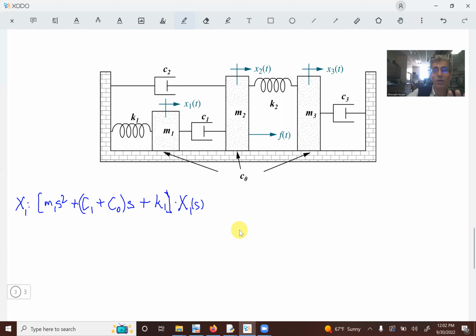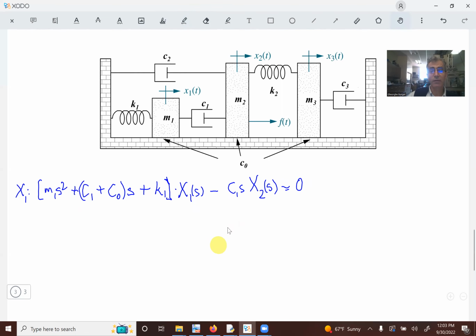And then I have to subtract whatever is lost or received in this region from X2, because that's the only way that it connects. So I have to subtract minus C1 s, plus, that's it. I don't have a spring connected there. So that's going to be the only term, and this is multiplied with X2 of s, equal to all external forces applied here, which is none, so it will be 0. So we've done 1 equation already.